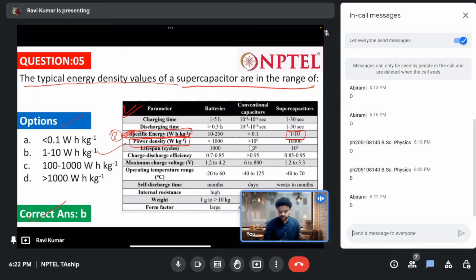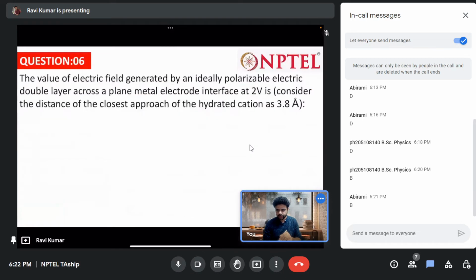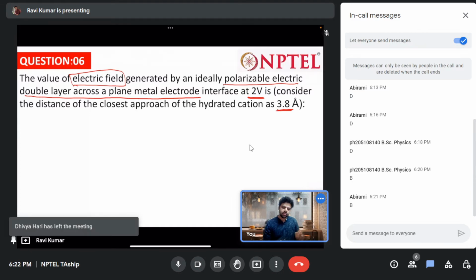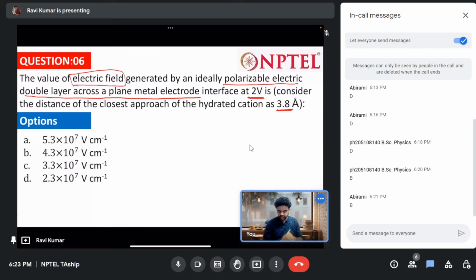Let's move to the next question, which says the value of electric field generated by an ideally polarized electric double layer across a plain metal electrode interface at 2 volt. Consider the distance between the hydrated cation is 3.8 angstrom. These are the options. Very simple. I am giving you 2 minutes. Just solve it and let me know the answer.